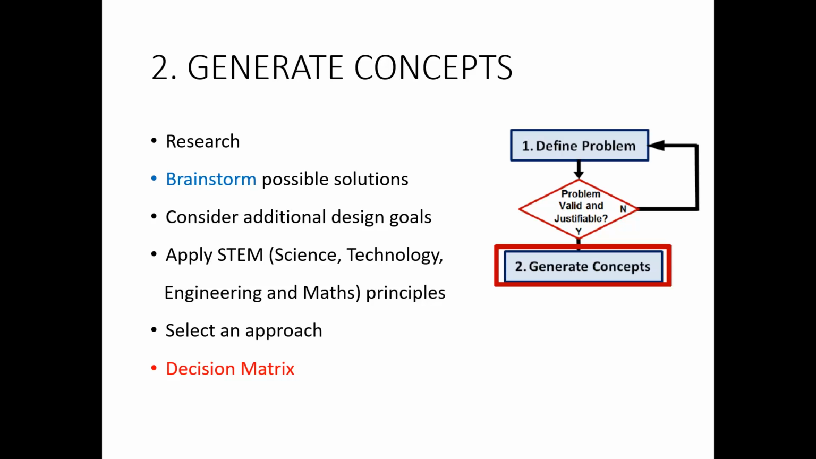Then selecting an approach. There may be multiple ways, multiple approaches to approach a problem, but we cannot consider all the ways together. We may have to drop the infeasible or not workable ideas and select an approach which is workable and which is profitable. Then we have the decision metrics using which we can rank the ideas based on certain criteria. That also we will see.